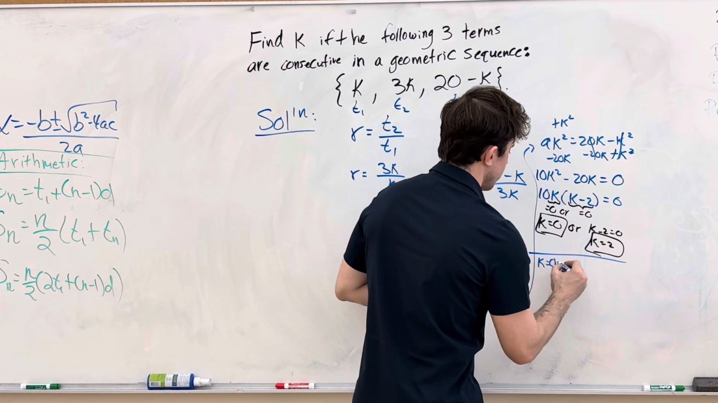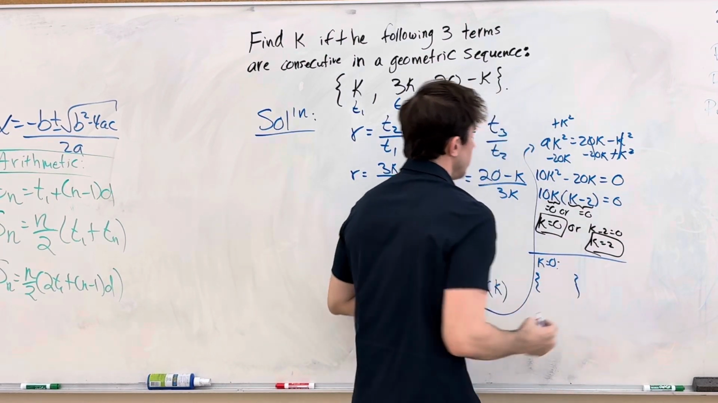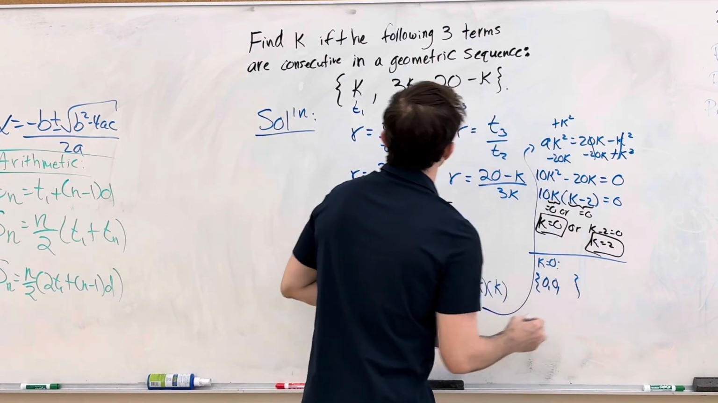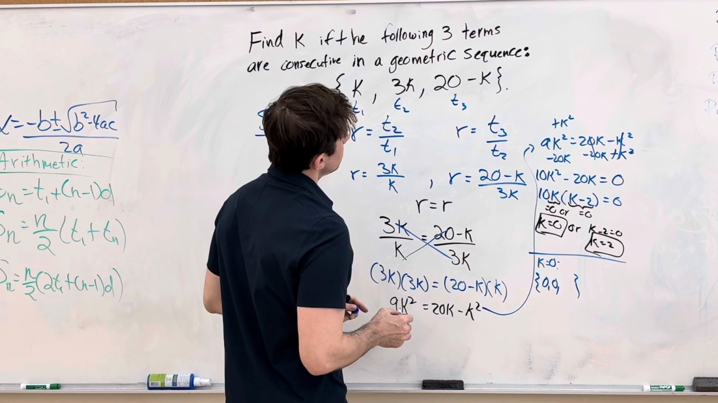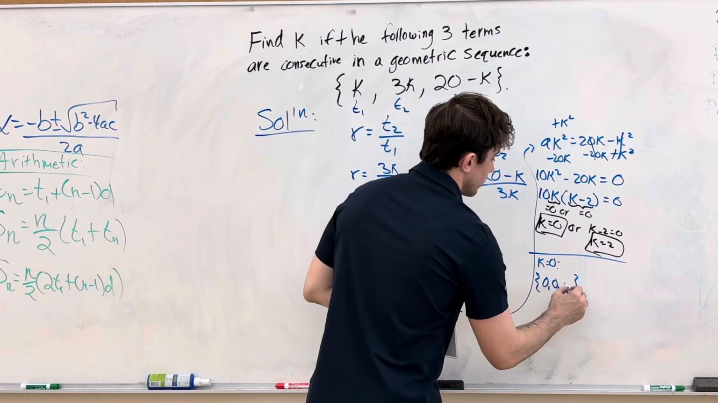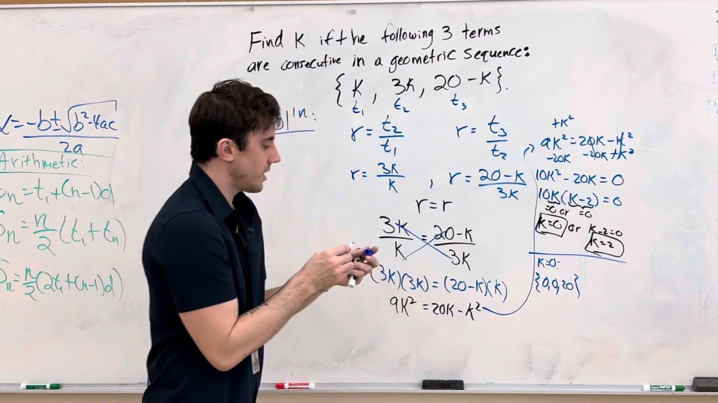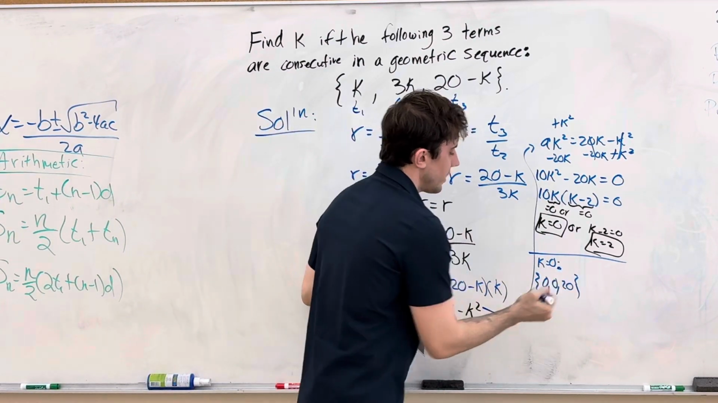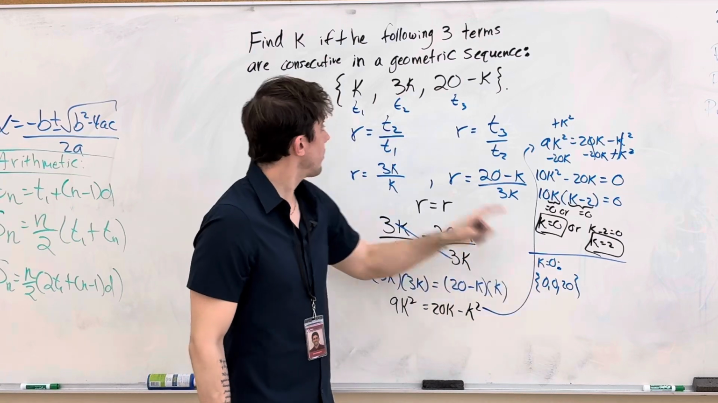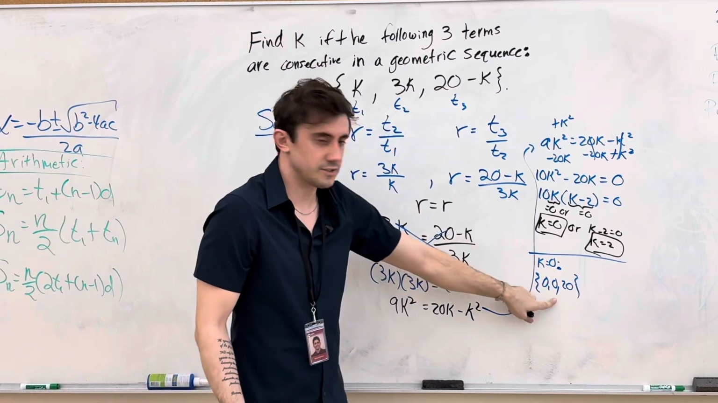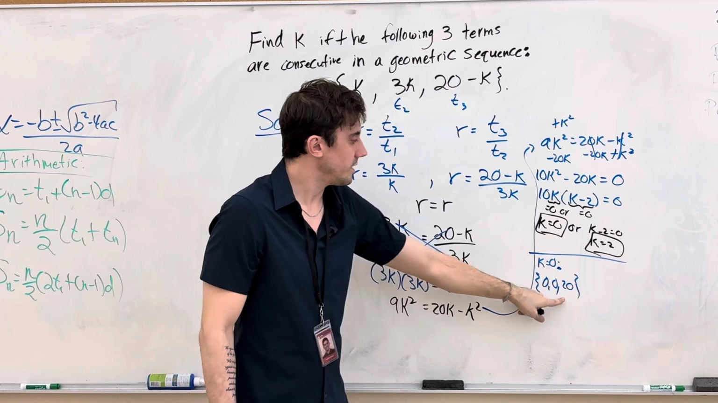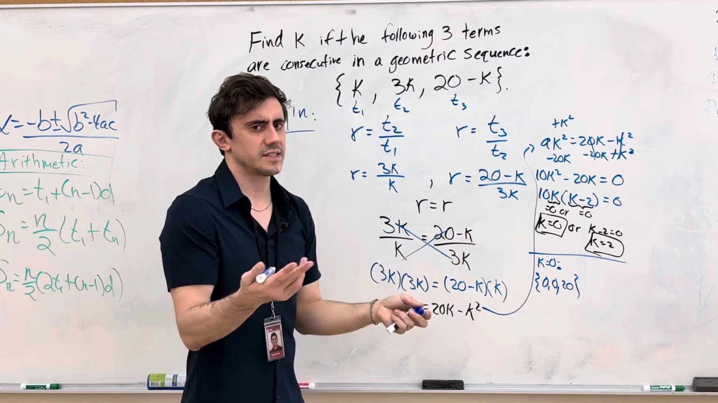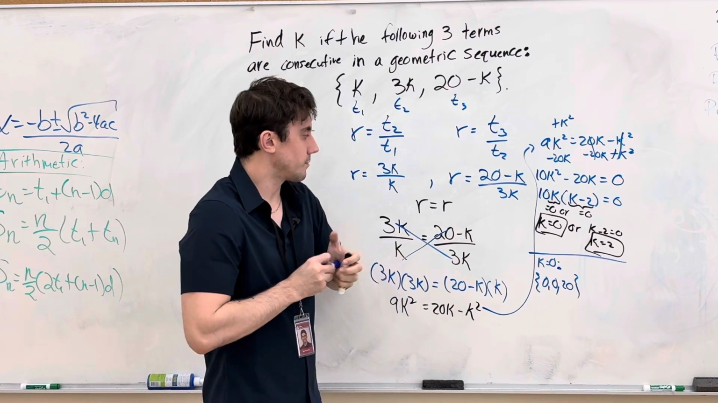First off, if k is equal to 0, then our sequence is going to be 0, 0, and 20 minus 0, which would be 20. This is a great chance to address an issue that popped up. This 0, 3 times 0, which is still 0, and then 20 minus 0, which is 20. This is clearly not a geometric sequence, right? And so you might think that something's gone wrong. Well, here's what went wrong.